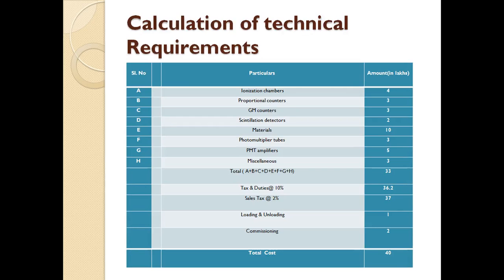The technical equipment costs 40 lakh, and this cost is further subdivided for the equipment, which involves ionization chambers, proportional counters, GM counters, scintillation detectors, materials, photomultiplier tube amplifiers, and miscellaneous things, and all of the above cost 33 lakh. But along with tax and duties, which is 10%, it becomes 36.2 lakh, and along with sales tax, which is 2%, it becomes 37 lakh. And then when we count the loading and unloading cost and the commissioning cost, it becomes 40 lakh.